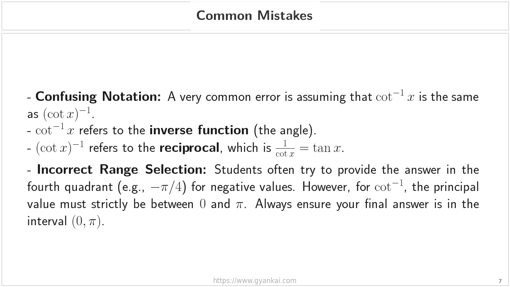Secondly, let's talk about incorrect range selection. When calculating the inverse cotangent of a negative number, some students mistakenly provide an answer in the fourth quadrant, such as negative pi over 4. However, if you recall our discussion on the principal value branch in the previous slides, the range for the inverse cotangent function is strictly between 0 and pi. Therefore, for any negative input, your answer must be an angle in the second quadrant. Always ensure that your final result falls within the open interval from 0 to pi to guarantee that you have found the correct principal value.